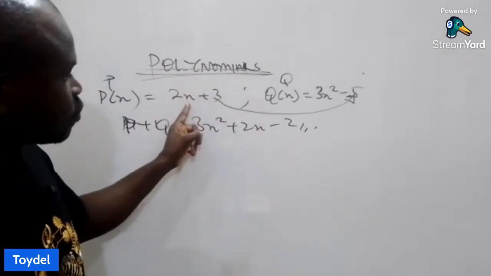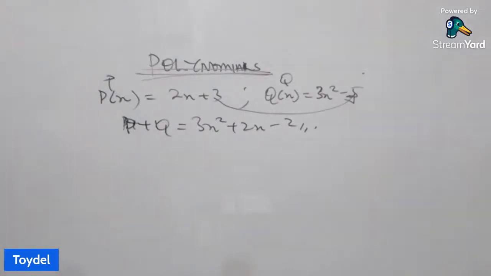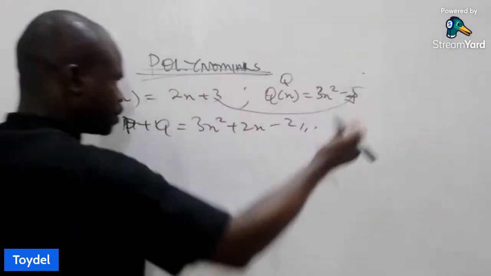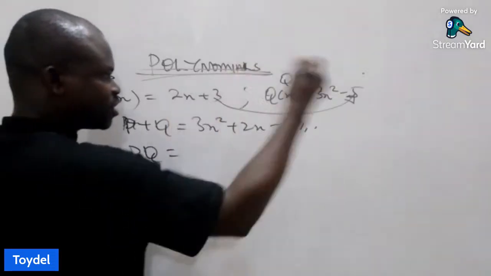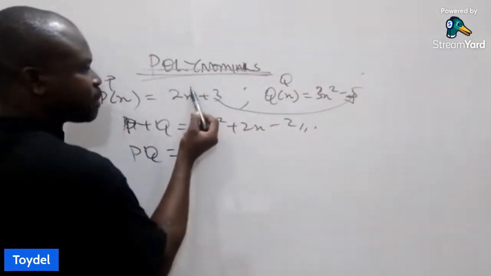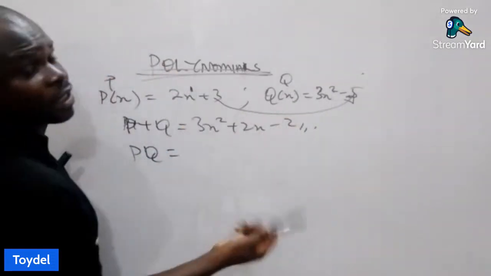The same degree, like 2s squared, 3s squared, you add them together. So that's just the idea. Under multiplication, it's going to increase. That is when you have PQ, P multiplied by Q. Of course, the degree will increase by the highest power. If the highest power here is 1, the highest power here is 2, then 1 plus 2, that will be 3. It's going to increase.